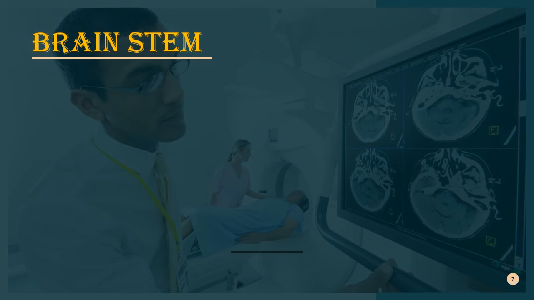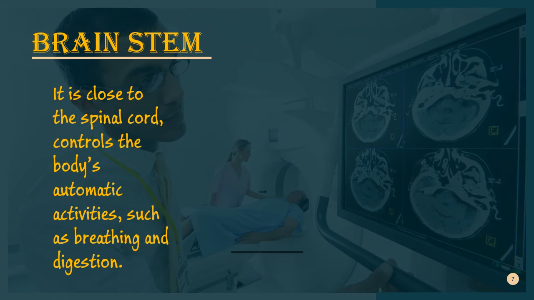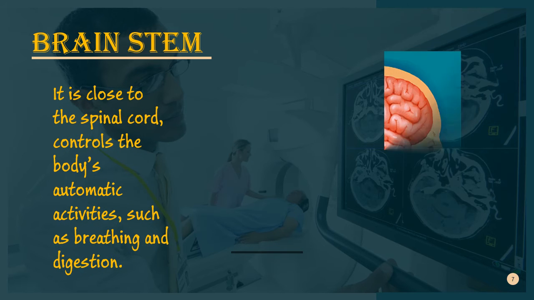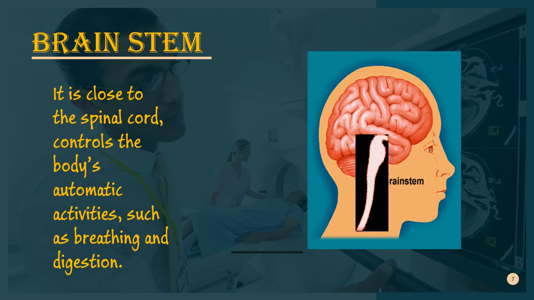The other main part is the brain stem. It controls the flow of messages between the brain and the rest of the body. It is close to the spinal cord, and controls basic body functions such as breathing, digestion, consciousness, and whether one is awake or sleepy. The brain stem consists of three main parts, and the basal portion is called the medulla oblongata.